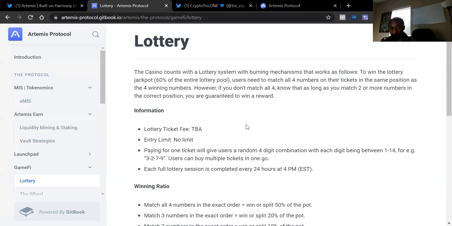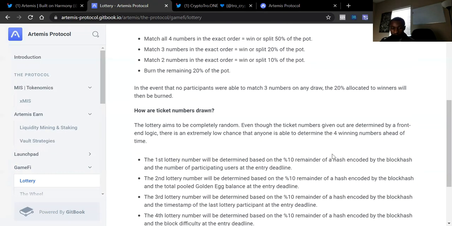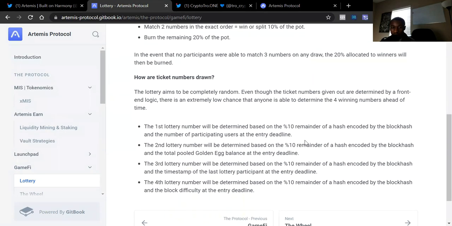So the lottery ticket fee is to be announced. Entry limit is no limit. Paying for one ticket will give users a random four-digit combination, with each digit being 1 through 4. For example, 3, 2, 7, 9. Users can buy multiple tickets in one go. Each full lottery session is completed every 24 hours at 4 p.m. So you see the winning ratio, and you see how the numbers are drawn. The lottery aims to be completely random, even though the ticket numbers given out are determined by front-end logic. There is an extremely low chance that anyone is able to determine the four winning numbers ahead.